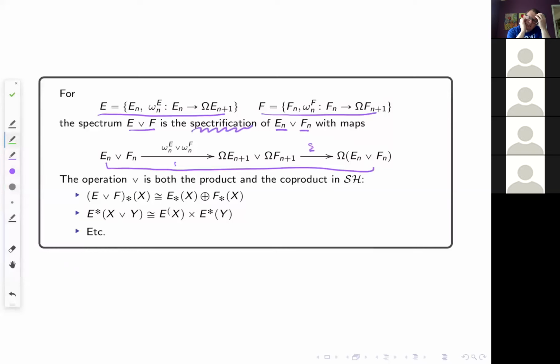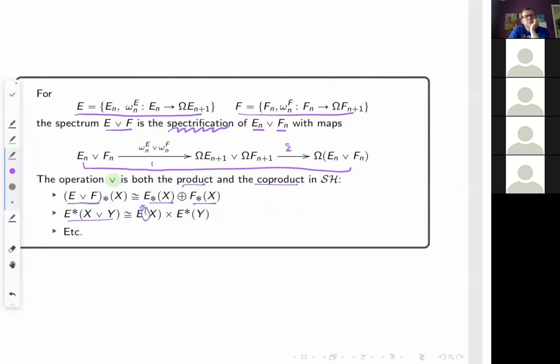Now this wedge here is both the product and the coproduct in the stable homotopy category. So you get stuff like the homology of the wedge of E and F is the direct sum of the homologies of each. And for cohomology, I see that my star got lost in my bracket, but the cohomology of the wedge is the product of the cohomologies, which is the same as the direct sum in this case, and so on.